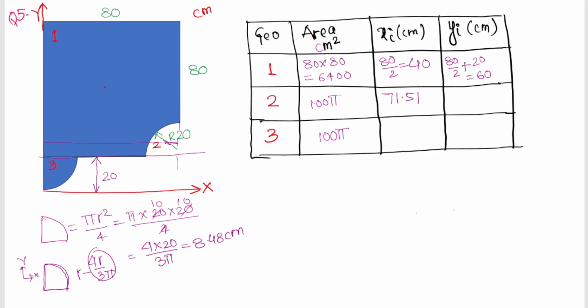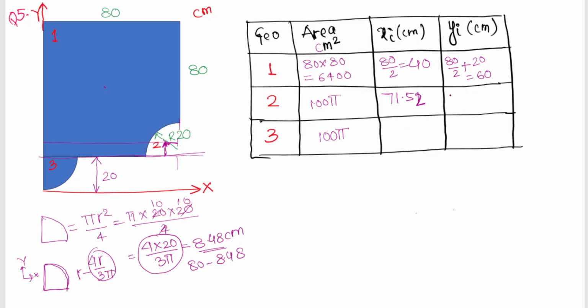71.51. So that's how we find out the value. So this distance will be 80 minus 28.48, which is 52. Now y2 means the location of centroid in y direction for area 2. So we know that from the left flat side it is 4r by 3 pi. This value we have already found out. But remember, this location is from the bottommost part of the geometry itself. It is not from the reference axis.